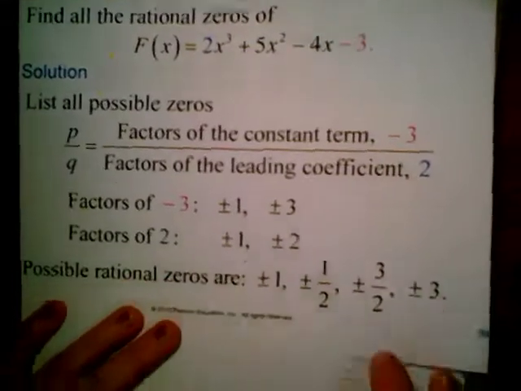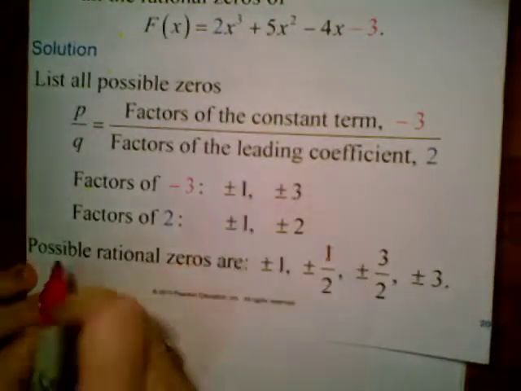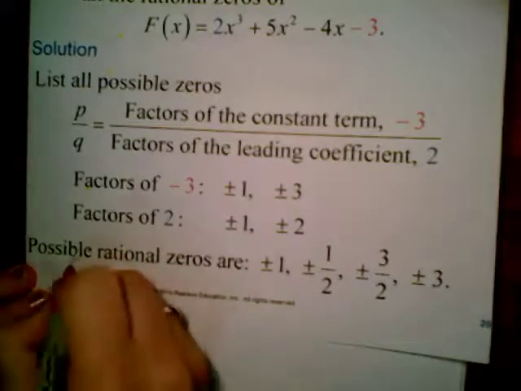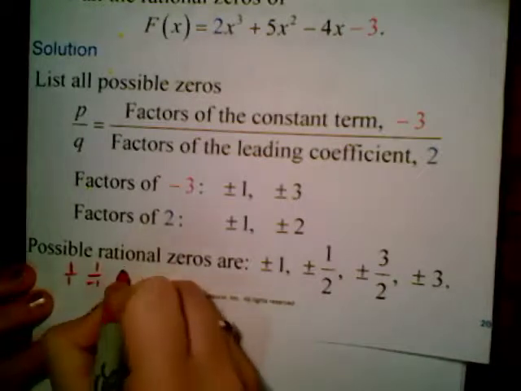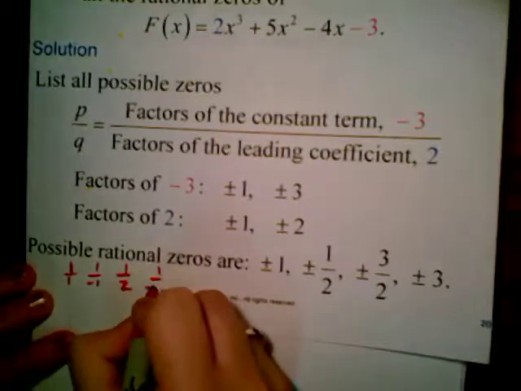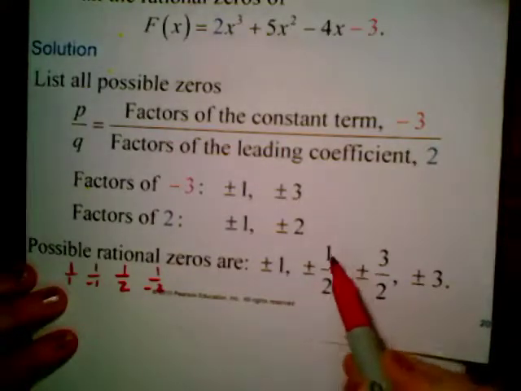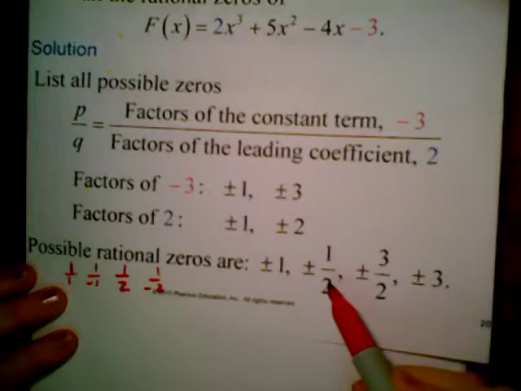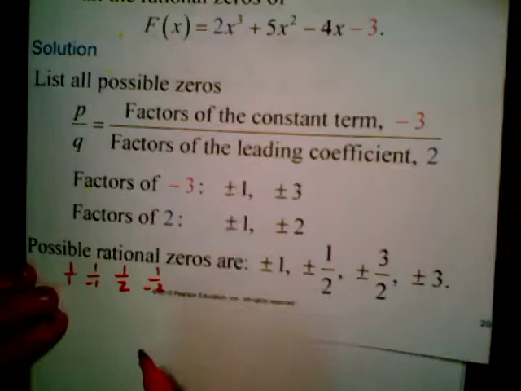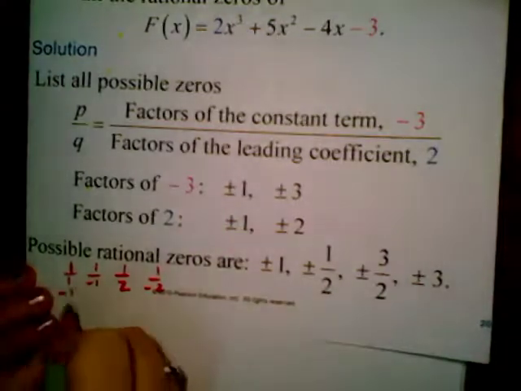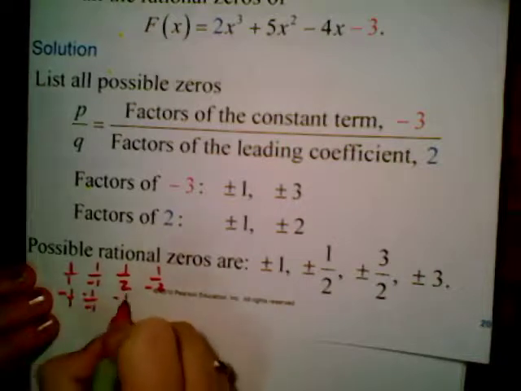Alright, so the possible rational zeros. If it has a positive 1 on top, we could put that over 1 or -1 or 2 or -2. So you see that they have put 1 and -1, 1/2 and -1/2 in the list. So that's if you use 1 as a numerator. Okay. If you use -1 as a numerator, you're going to get the same possibilities.